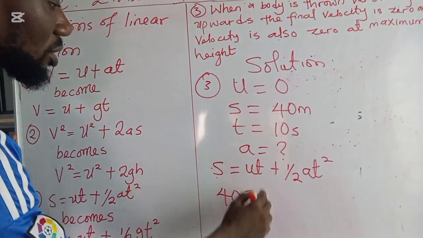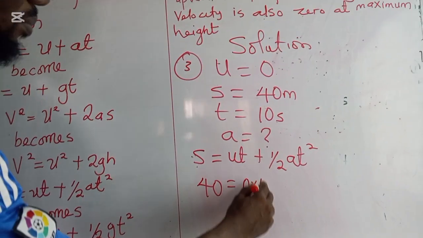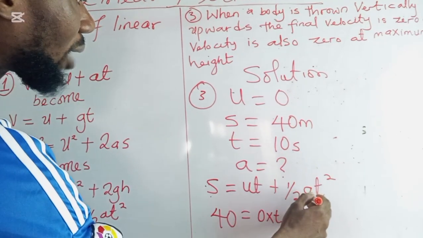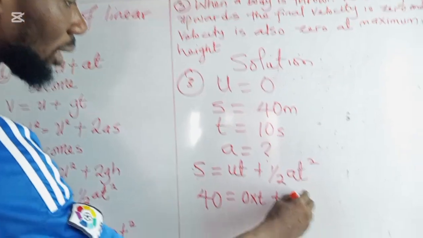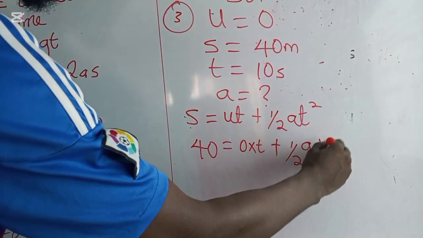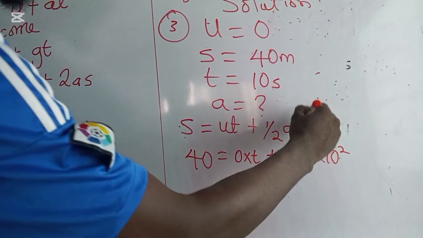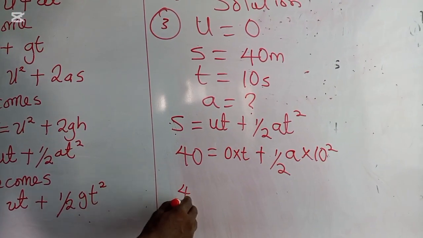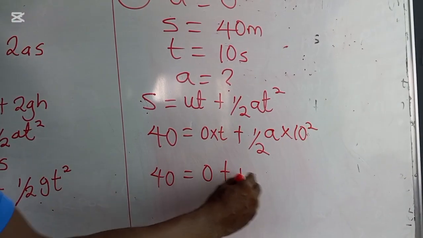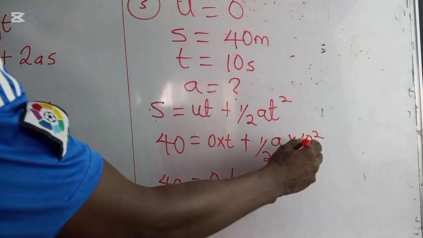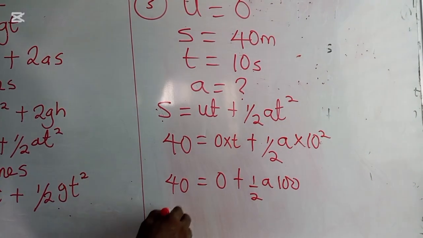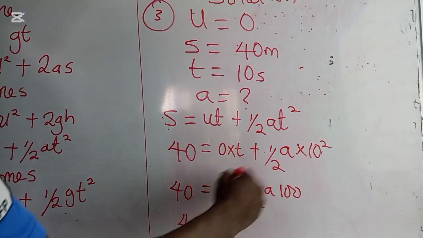Remember, initial velocity is 0 because it's starting from rest. So 0 times time is 0 plus 1 over 2. Our a, which is acceleration, is what we are looking for. Then time, t, which is 10 seconds. So we'll square it because there's a square on it. So we have 40 is equal to 0 times time, which is 0, plus 1 over 2a. Now 10 raised to power 2 is what? 100.